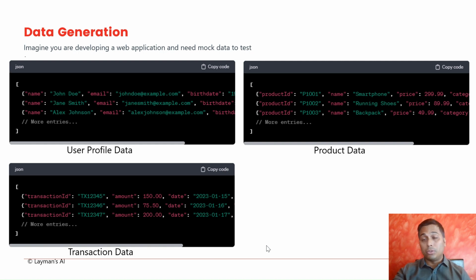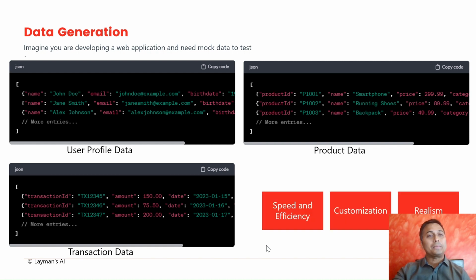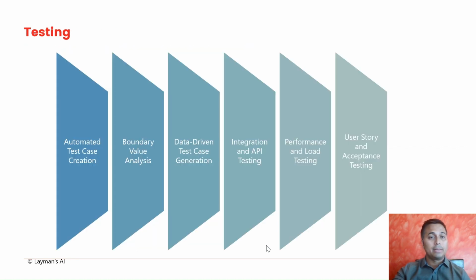So now, you as a developer don't need to complain to your manager that I don't have the data, how do I move ahead? Right? You just create the data. This gives you speed and efficiency, customization, and realism, because you can create data in line with what data you already have. You can give it sample data and then ask it to create more similar data. Very useful.